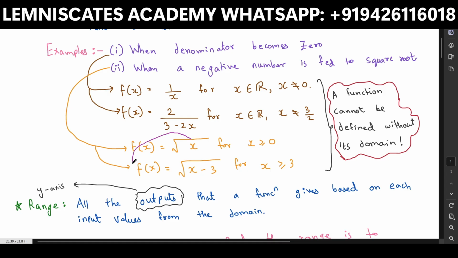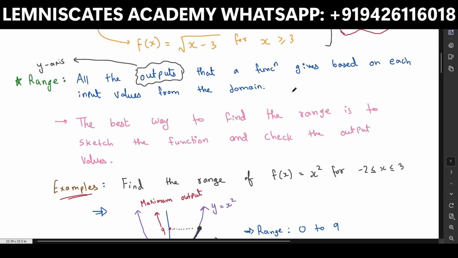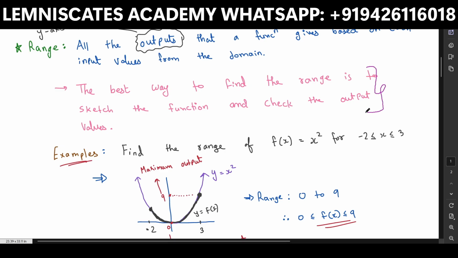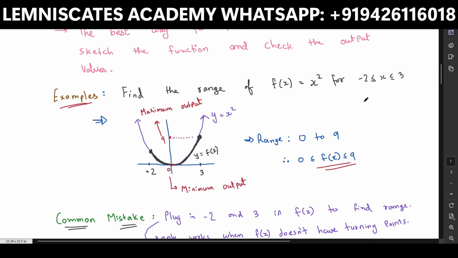The second case was the square root functions. The square root cannot accept a negative value. So exclude all the values of x where under the square root it becomes less than 0. Okay. And talking about the range, these are the output values a function can produce based on every single value of the domain. And those outputs are your range. What is the best way to find the range? It is to sketch a function and check the output values. In the examples that I took, mostly with respect to x square, we had seen that once we plot a graph, all the things become clear: what is the minimum value, what is the maximum value, and between the minimum and maximum the range lies.